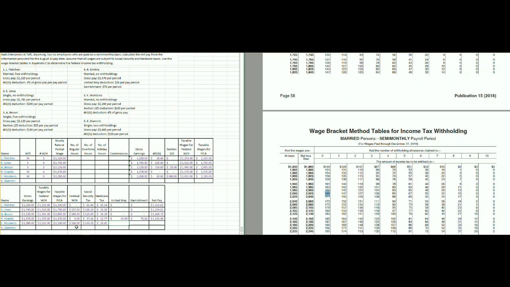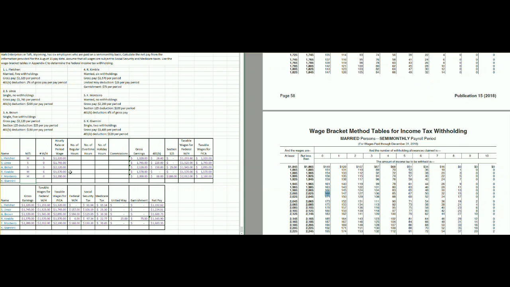Montero has no United Way or garnishment, giving us net pay of gross minus federal minus Social Security minus Medicare minus 401k minus Section 125, for a total of $1,683.35.